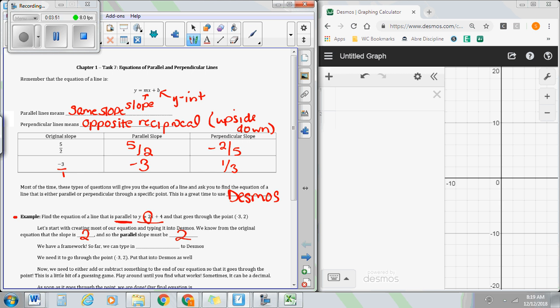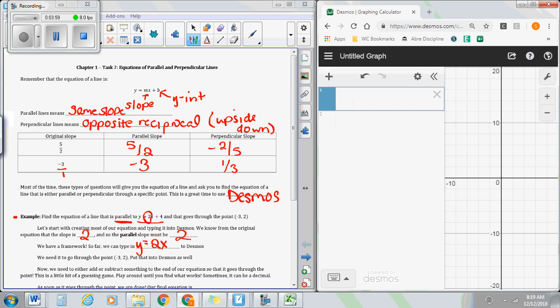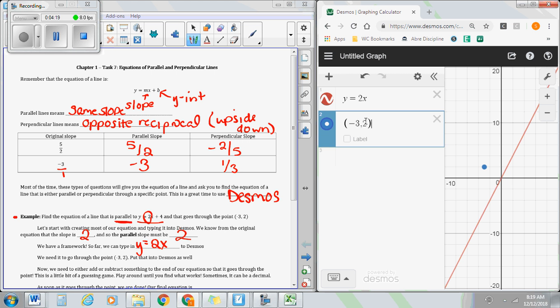So far, we know that our equation, our y equals mx plus b, will start with y equals 2x. So we can take that and type it straight into Desmos as y equals 2x. And you'll see that the line starts to pop up. Now, if you look here, we need it to go through the point (-3, 2). So we're also going to type that into Desmos, put it on its own line.